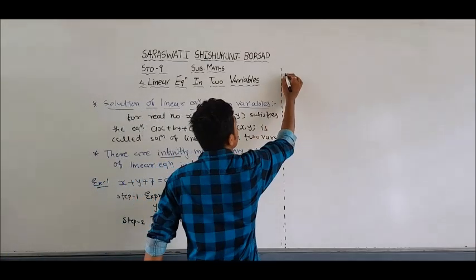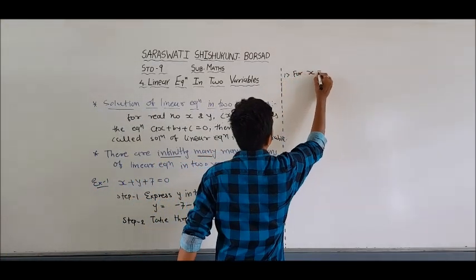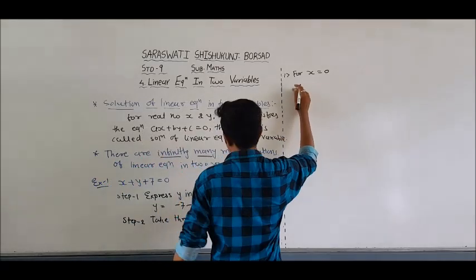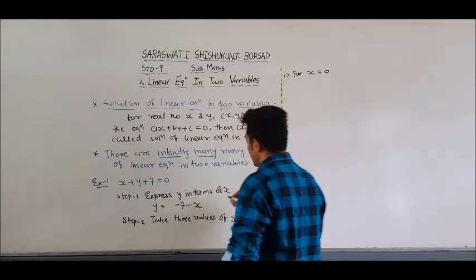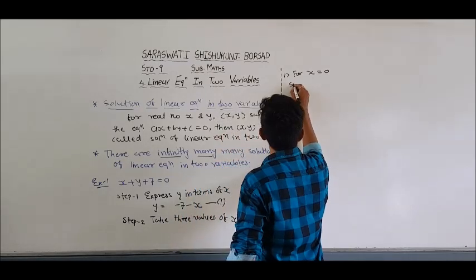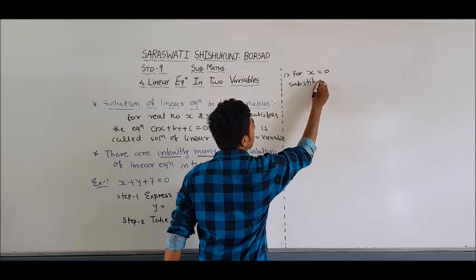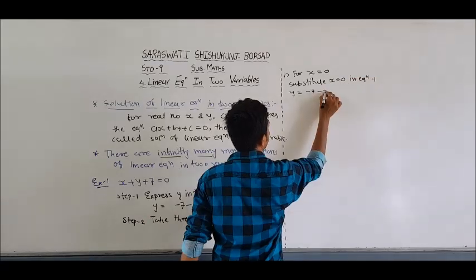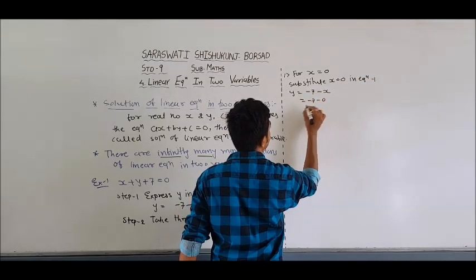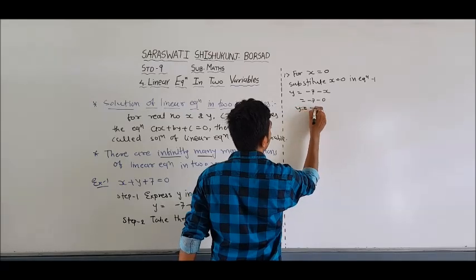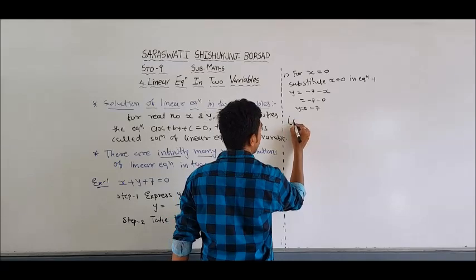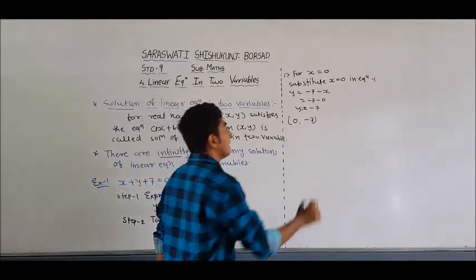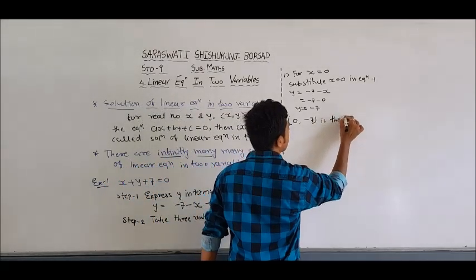First, let x equal to 0. So what is y? Substitute this value of x equal to 0 in equation 1. So our equation is y equal to minus 7 minus x, so y equal to minus 7 minus 0, that means y equal to minus 7. So our first solution, the first term is x, the other term is minus 7. So 0, minus 7 is our first solution.